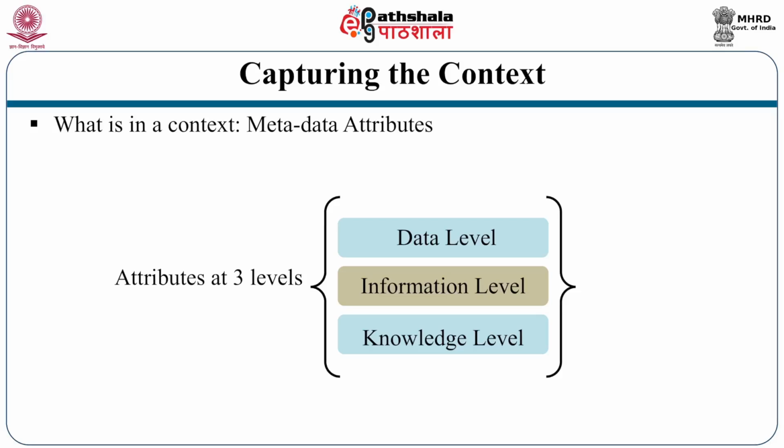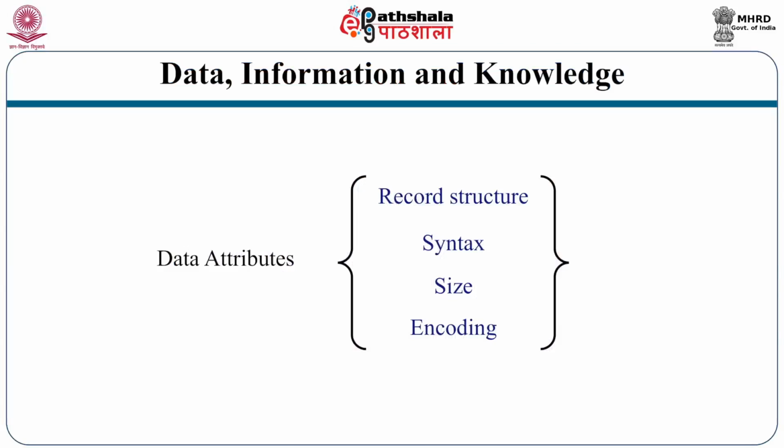So, you can talk about data attributes, information attributes, and knowledge attributes. What are these and how is each one different from the other level, right? Let us take simply a file, let us say a video file or a data file that you have in your computer. Now, the data level attributes of that are things like what type of file it is. Is it a .mp4 file, .mp3 file, or is it a plain text file? What is its size in bytes or kilobytes or megabytes and so on? These are all simple data level attributes.